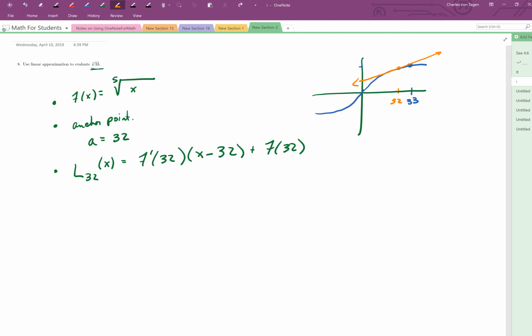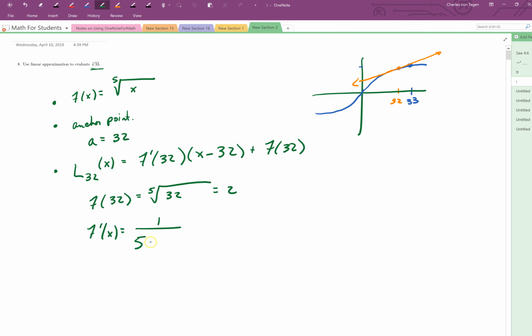Okay, so what do we need to do to be able to evaluate this? Well, we need to figure out what f of 32 is. Well, f of 32 is the fifth root of 32, which is 2. Then we need to find f prime of x. What's f prime of x? f prime of x would be 1 over 5 times, oh boy, I just forgot how to do this, times the fifth root of x to the fourth.